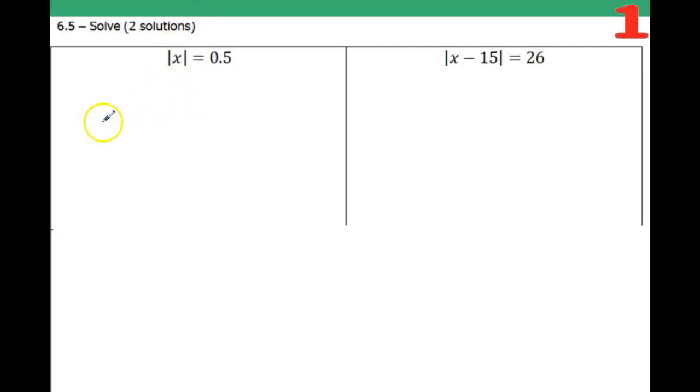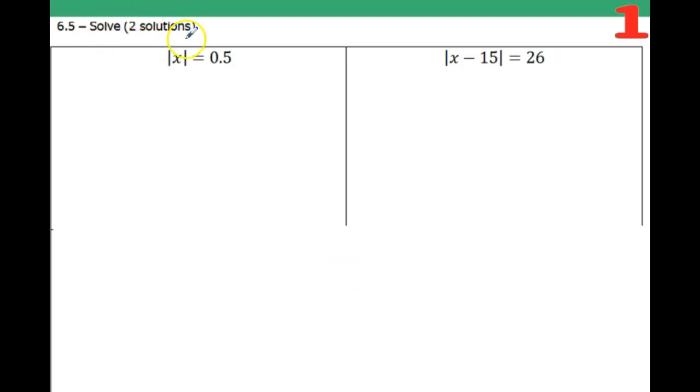Good morning. Today we are reviewing 6.5 and 6.6. Both have to do with absolute value. So the first ones we're going to do have the equal sign, so we don't have to graph anything. We just have to write two equations.